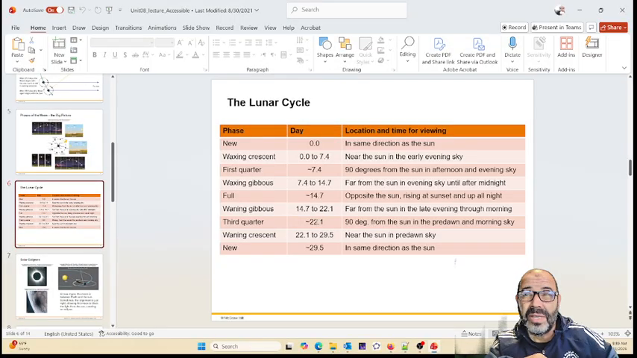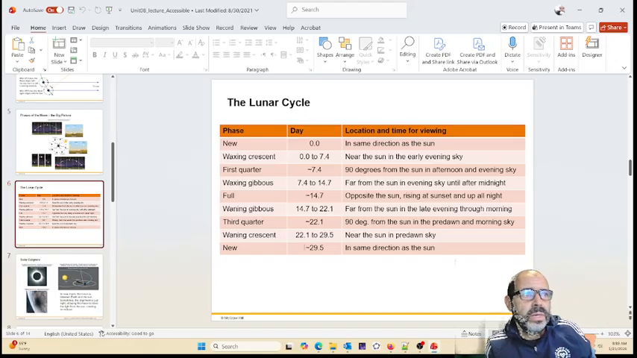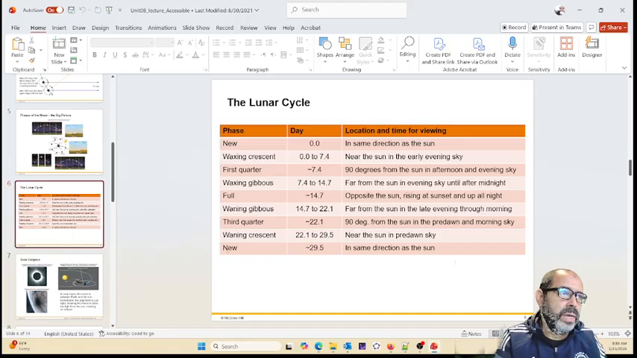The lit part is facing the east now, it's not facing the west. Waning crescent, it's a crescent now that is starting to shrink further and further to become smaller and smaller as a crescent. And that's going from 50% down to 0%, and a new moon again around 29.5 days. Okay.